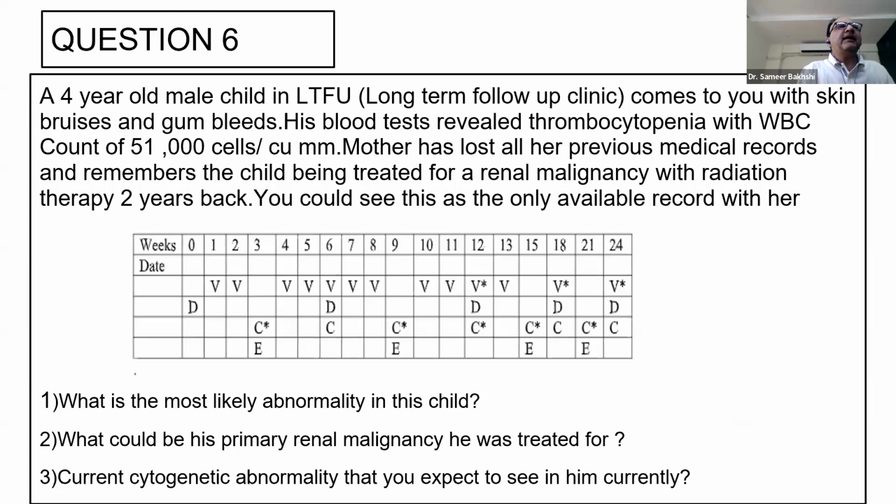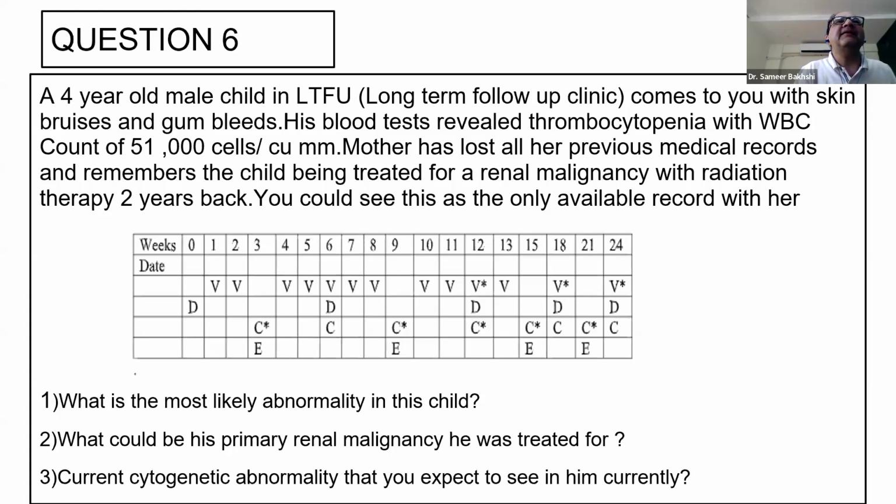Okay. Now, this is a 4-year-old child who came to the long-term follow-up clinic with skin bruises and gum bleeds. His blood test revealed thrombocytopenia with a white cell count of 51,000. Mother has lost her previous medical record and remembers that this child was treated for a renal malignancy with radiation therapy 2 years back. You could see this as the only available record with her.